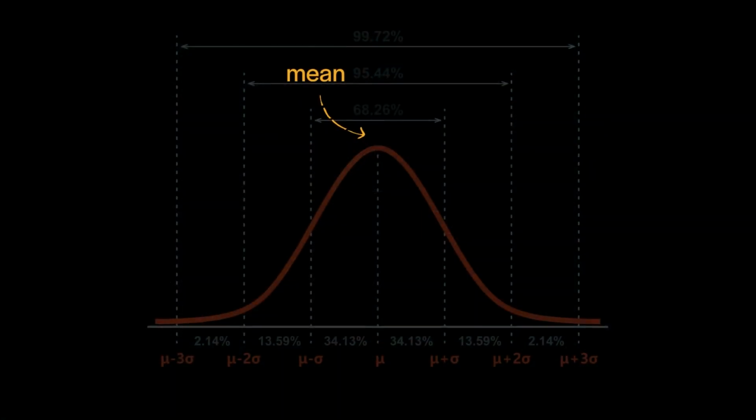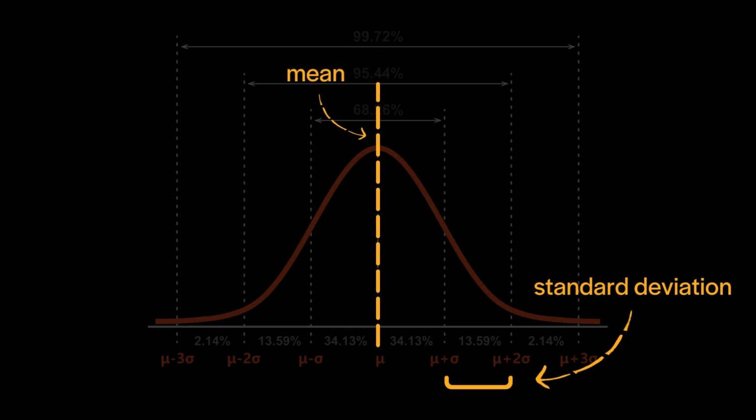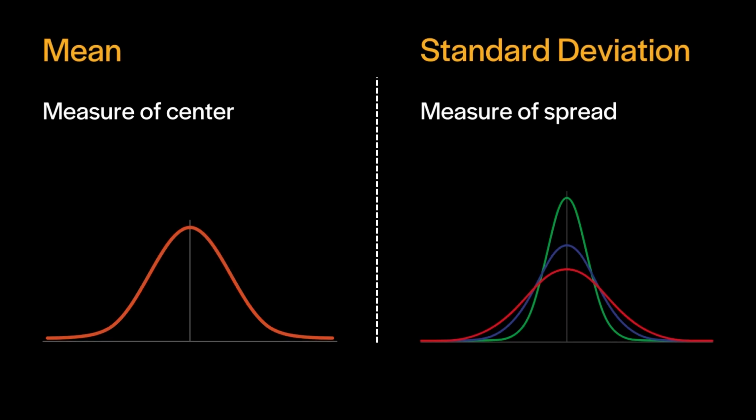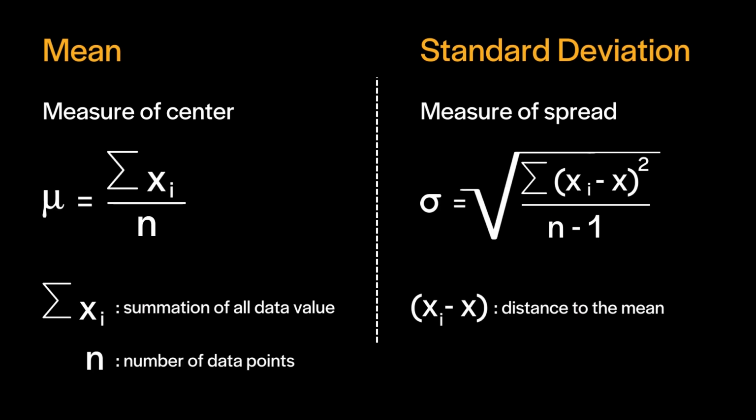But before we actually talk about normal distribution, we first need to understand the mean and standard deviation definition. The mean is a measure of center, and the standard deviation is a measure of spread. The mean is just another name for the arithmetic average, which can be calculated by the summation of all data values divided by the total number of data points. The deviation is calculated as the following formula, telling us how close the data values are to the mean.